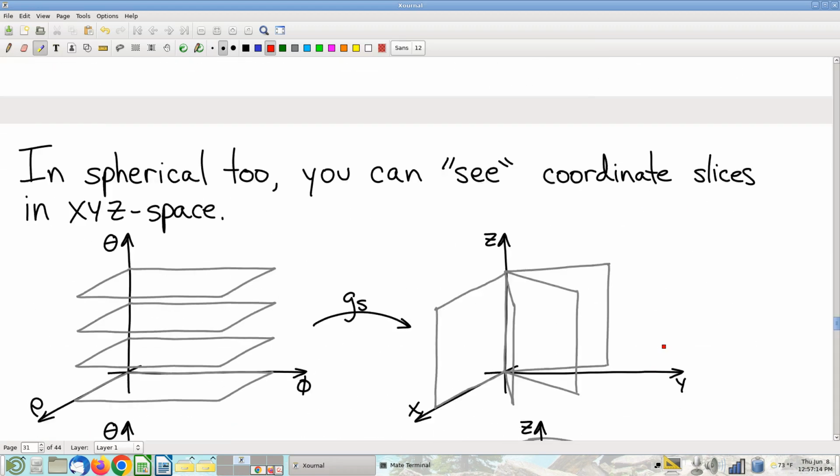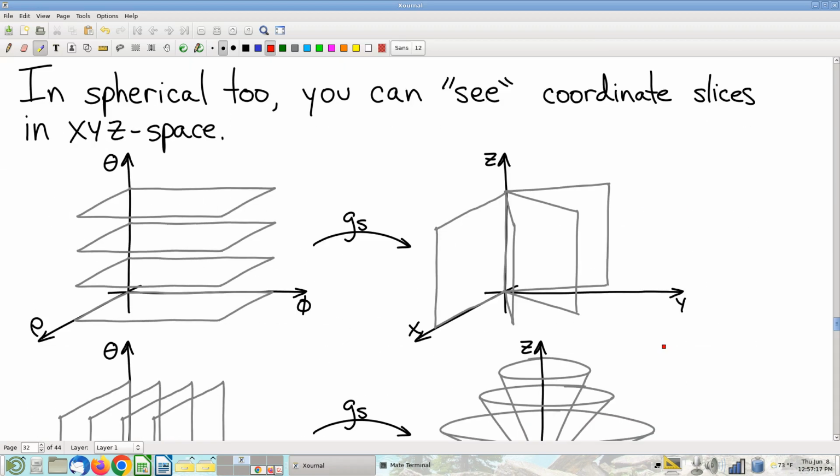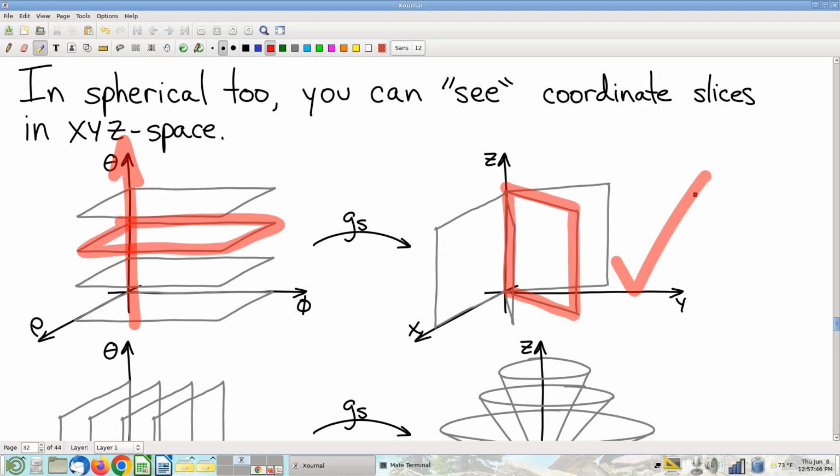Okay, proceeding along. How about spherical coordinates? Shockingly similar. You can use your coordinate conversion formulas to change the variable's function. We've already converted our stretching factor. And again, you can see what the slices look like in XYZ space. You just have to kind of think it through. Constant values of theta, we already know that. Constant values of theta are like that. This is what a theta slice looks like, therefore.